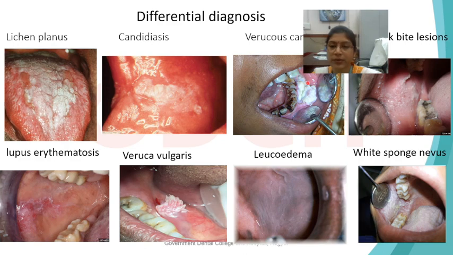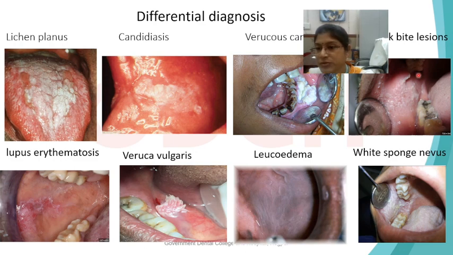This is an example of verrucous carcinoma. You can see thick proliferative white areas. So this can be confused with proliferative type of leukoplakia. Definitely even proliferative leukoplakia has a high malignant potential, so biopsy is mandatory on the first visit itself.